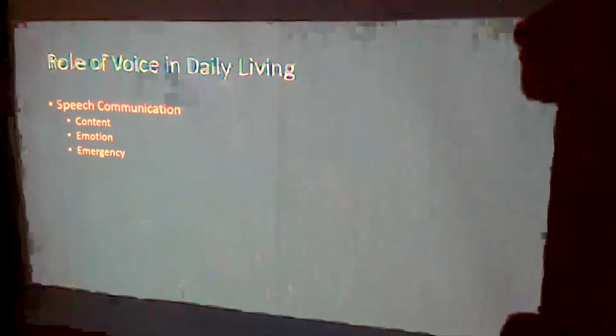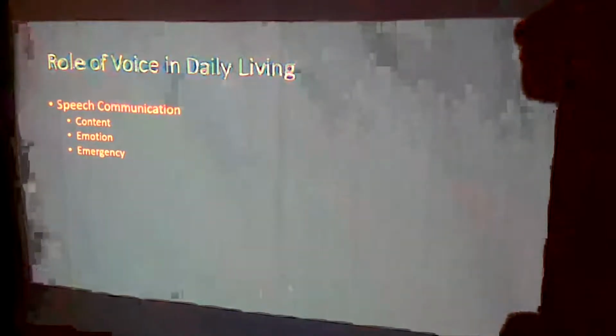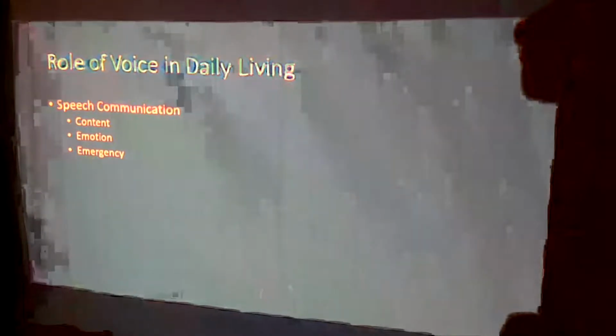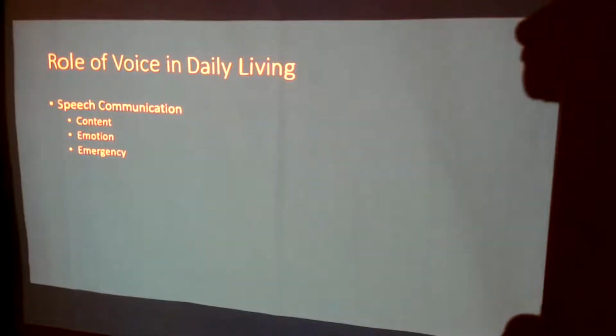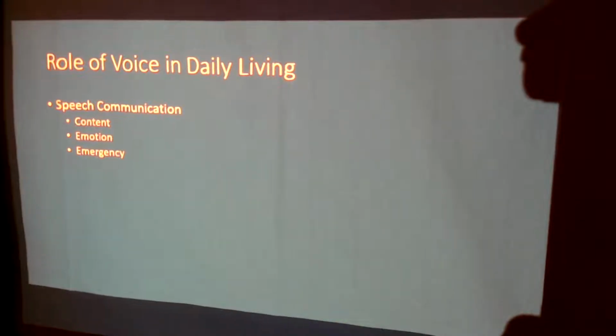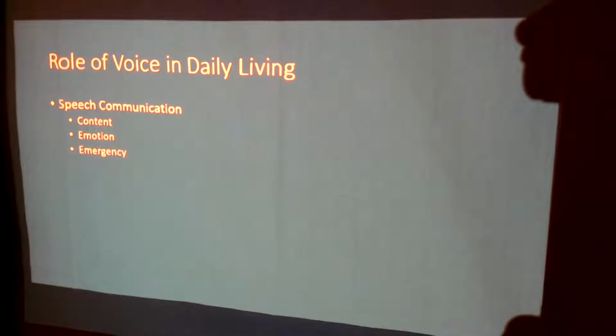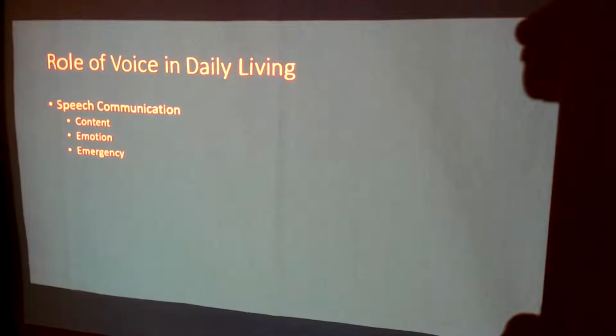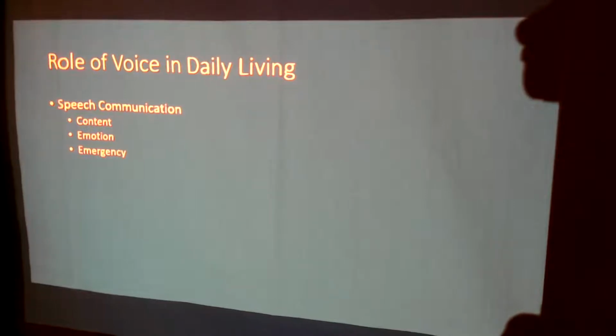Speech communication is the most important because as humans, we differ from our primates by the ability to speak. Our speech can be based on the content of what you're talking about. We can reflect emotion through voice. When you talk, one can definitely tell you sound depressed. Or, hey, you seem happy, what's the good news? So you can reflect your emotion just by the way your voice sounds. We use our voice for emergency, like screaming, yelling for help. All those are pretty important reasons to use our voice.